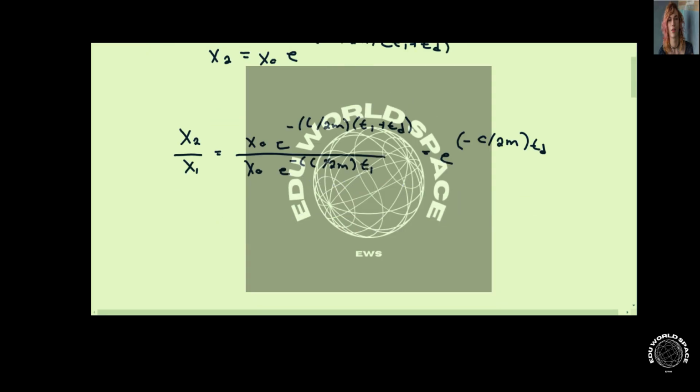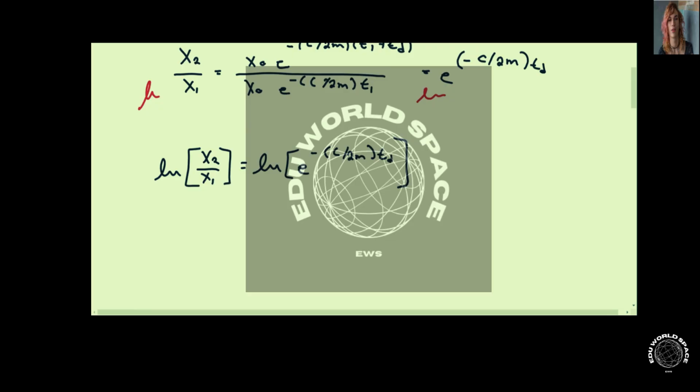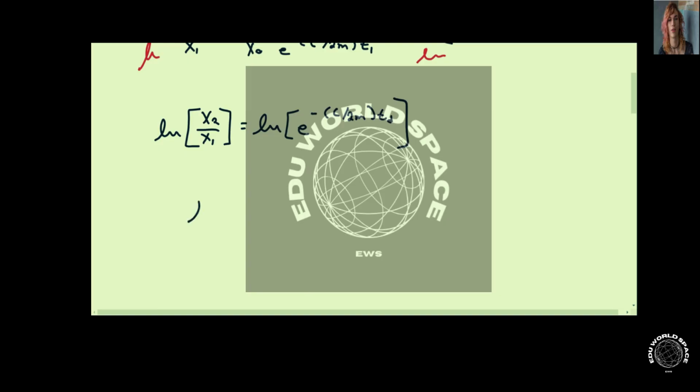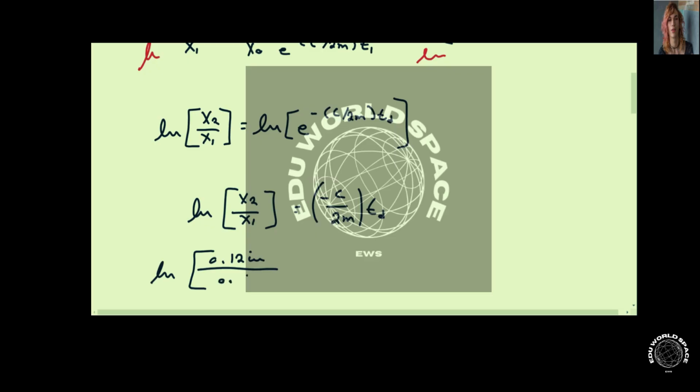Okay? And now we're going to take ln on each side. So we have ln of x2 divided by x1 equals ln of e to the minus c over 2m T. And with this, you're still going to have your ln of x2 over x1 equals negative c over 2m times T. So that looks pretty good. And now we can add in what we have.